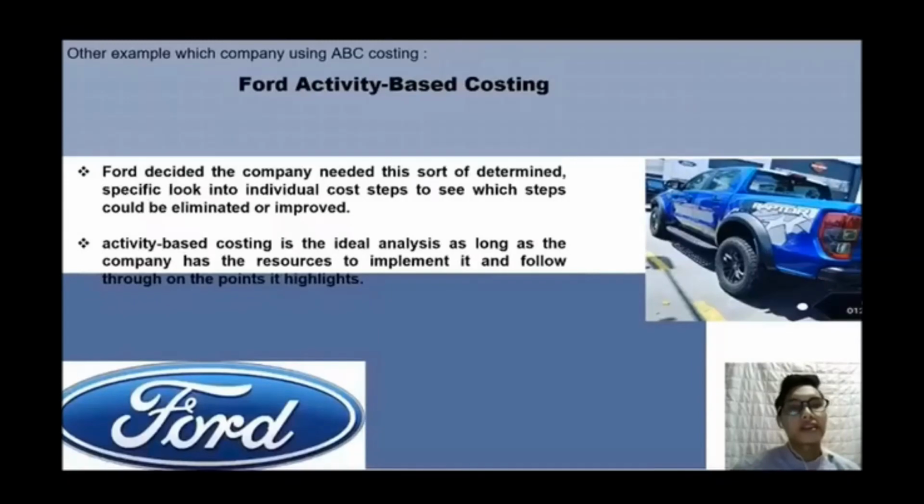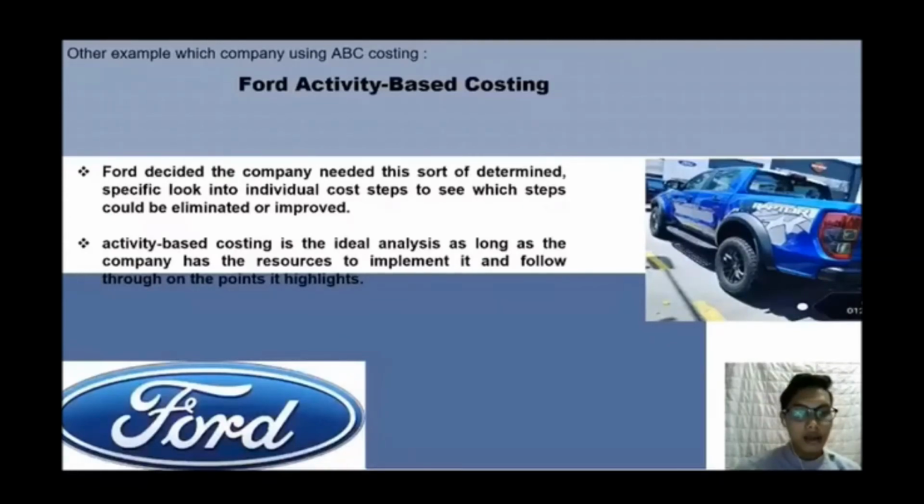Examples that we can see are for activity-based costing. Many automotive companies use activity-based costing to determine their cost and pricing. For example, Ford decided the company needed a specific look into individual cost steps to see which step could be eliminated or improved. Chrysler has seen hundreds of millions of dollars saved using activity-based costing to identify and eliminate useless, inefficient, and redundant steps in its production, which has also significantly streamlined product development.